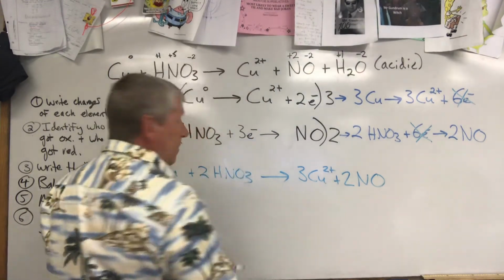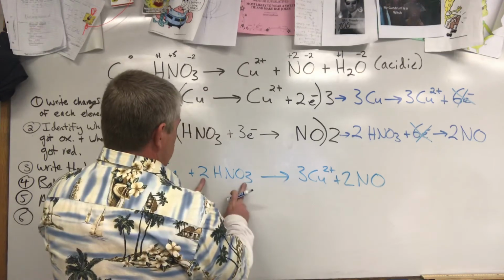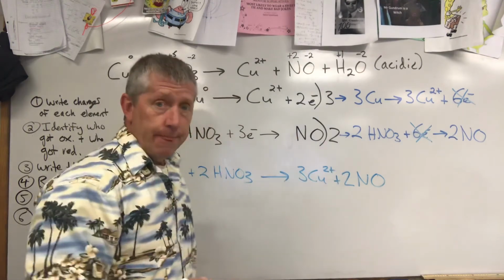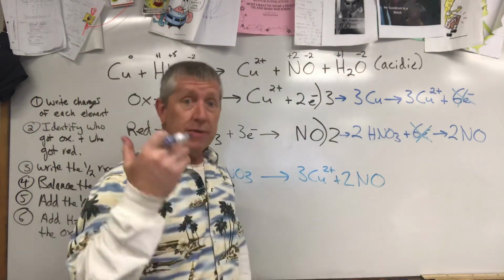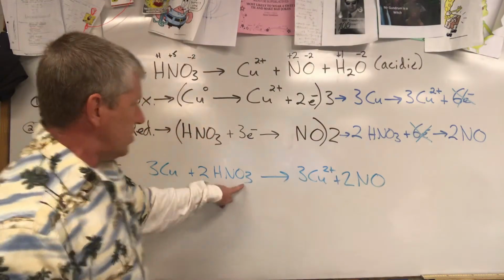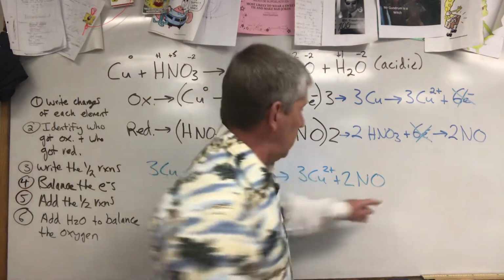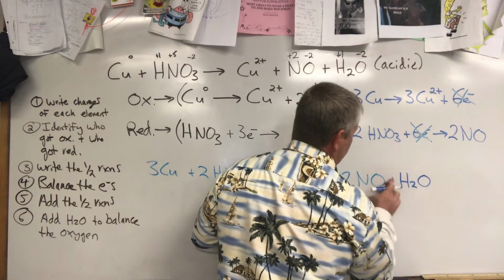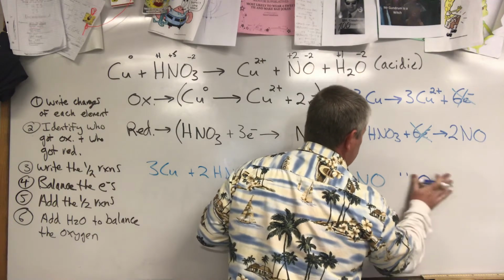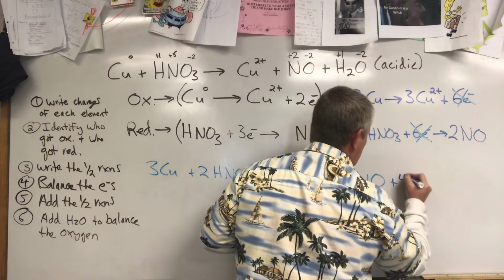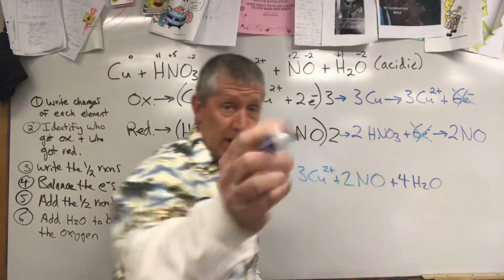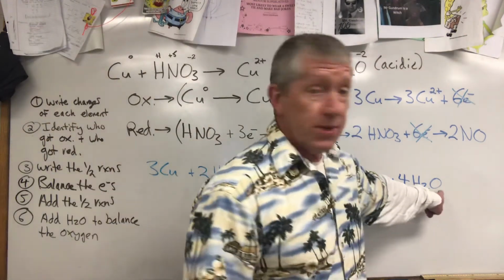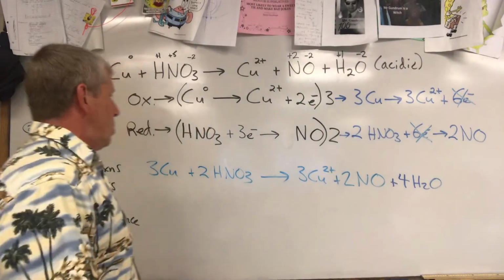Now, add water. How many waters should I add, and where should I add them? 6, 2. We need 4 more oxygens on this side, which means I have to add 4 waters to that side. Now I'm going to add 4 waters, and I should probably move that over a little bit, a little more room. Plus 4 waters. Check out the oxygen now. It's balanced. 6, 2, and 4 is 6. Balance that oxygen. Woohoo!